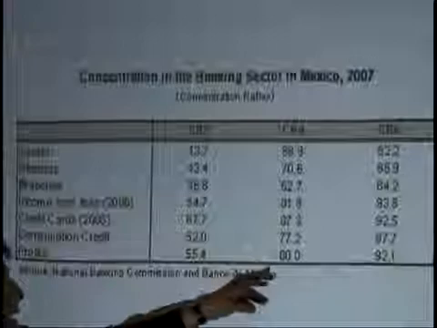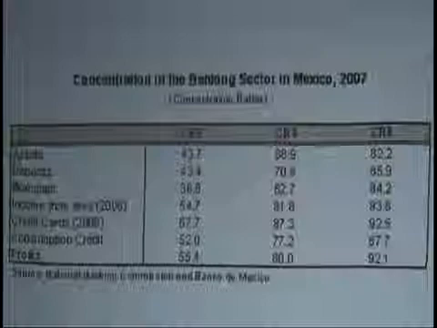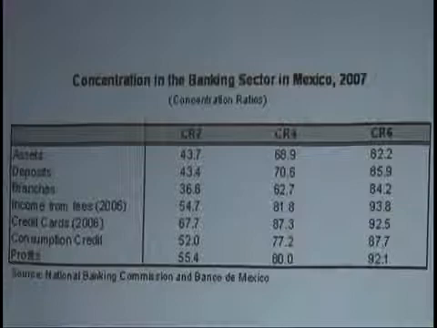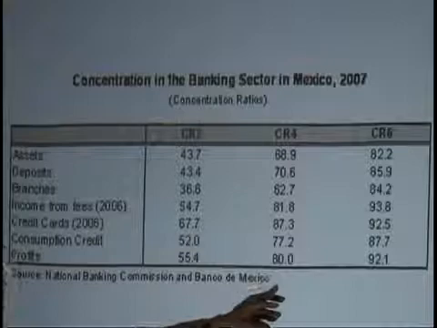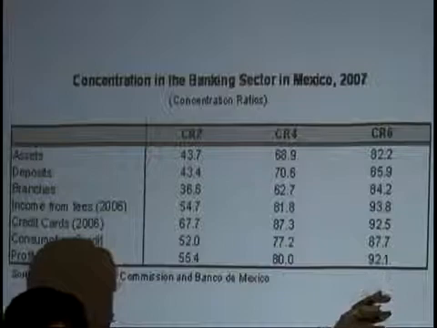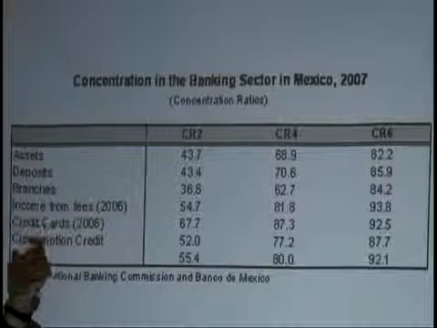So they are huge national banks in Mexico, which is not like in the US. In the US you have thousands of banks. And even the two largest banks in the US are like 10% of total profits at most. In Mexico, the four largest banks have 80% of total profits. The six largest banks have 92% of total profits, or 82% of assets, 85% of deposits, 94% of income from fees, and so on. So it's highly concentrated.